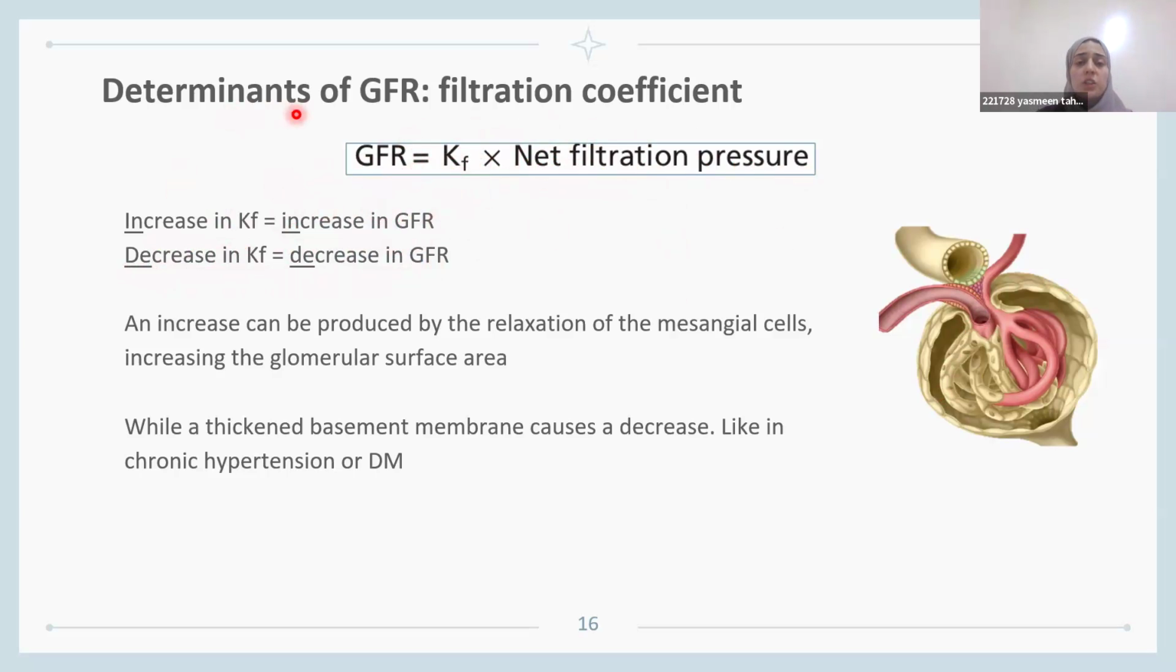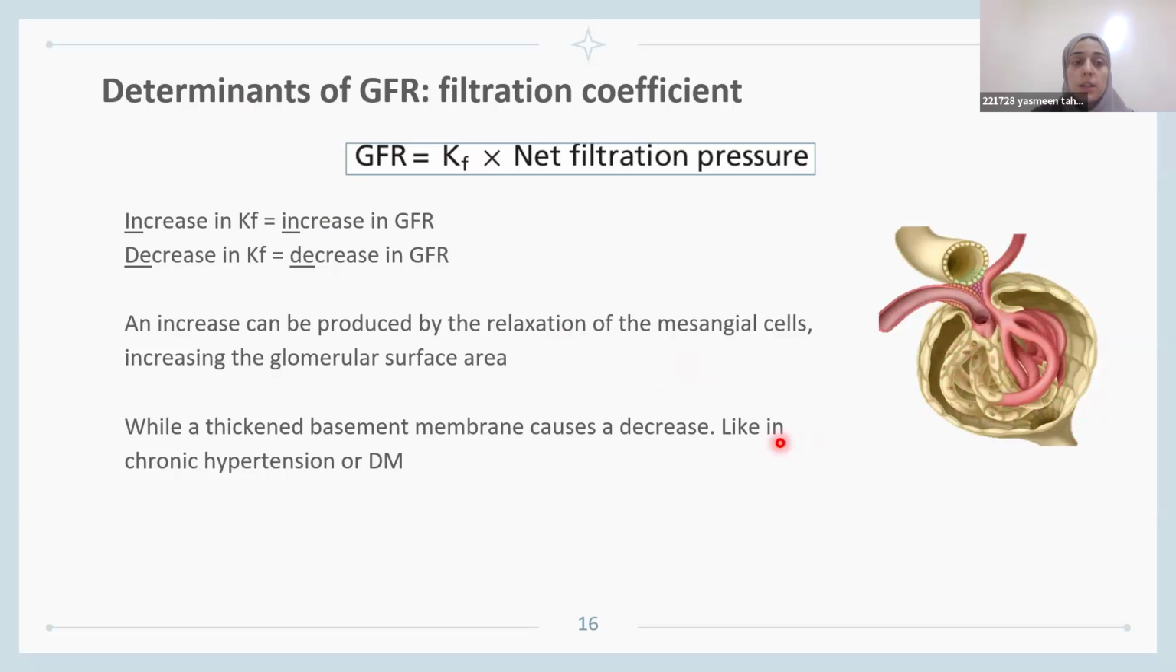How can a change in the filtration coefficient happen? So mesangial cells that are around the glomerular capillaries, if they are relaxed, they allow for higher surface area. And we just mentioned that the glomerular capillary's filtration coefficient depends on two things. One is water permeability, and the other is the surface area. And allowing for much more surface area here will allow for a higher filtration coefficient.